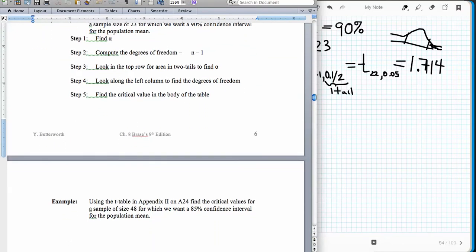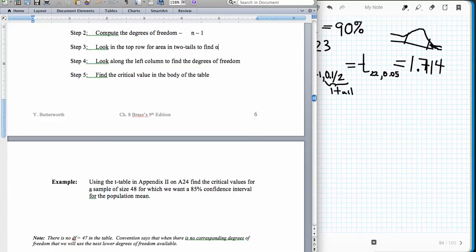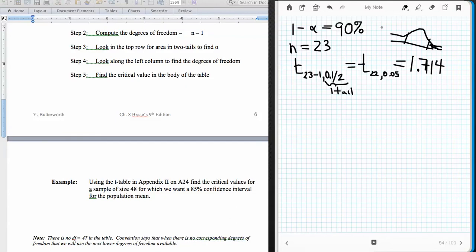So what I want you to try to find is this one. For a t-table, in Appendix 2, I want you to find the critical values for a sample of size 48, for which we want an 85% confidence interval for the population mean. And you should probably pause this and do it on your own before you watch me do it, and that way you can check and see if you've got the right idea.